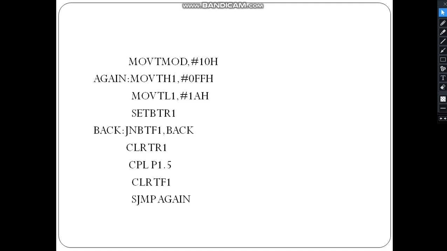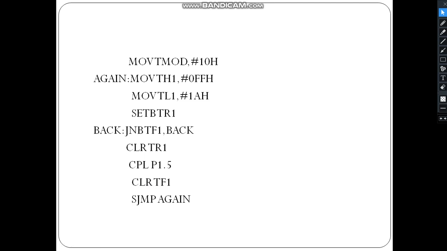Next we have to clear the timer overflow flag, because let me assume that a logic high signal is generated. Next, a logic low has to be generated. So to repeat the task, the timer overflow flag has to be reset to 0. That is why we are clearing the TF1 flag. Then we need to repeat the process. What do we have to do?